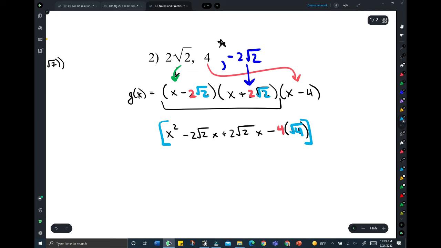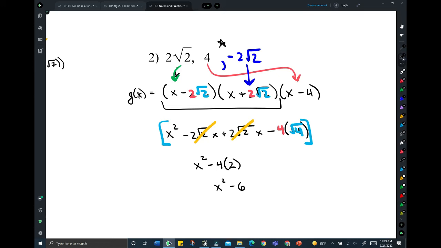Now again, we just have been foiling. Magic will happen. The roots of 2 will cancel. What we have is x squared minus 4. The square root of 4 is 2, which means we have x squared minus 6. X squared minus 6. So where did that all come from? Just some fancy math here.